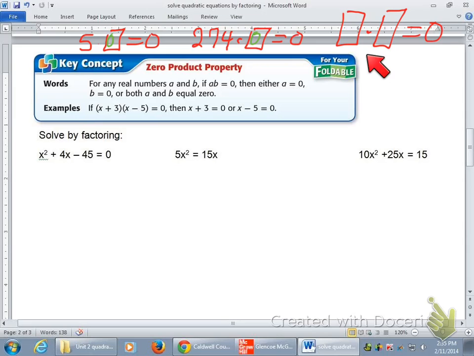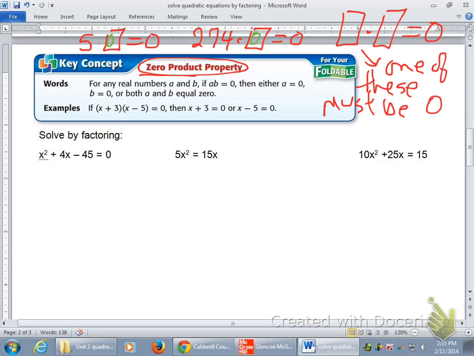All right, I heard it from a couple of you. You said one of these two must be 0. Does it matter which one? Could it be both? Could be, but at least one of these has to be 0. And that is the zero product property. One of these must be 0. That's the zero product property.